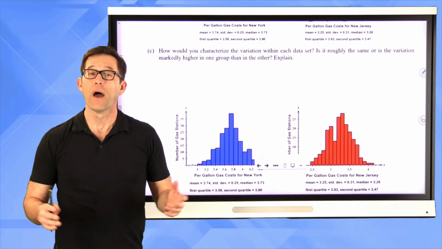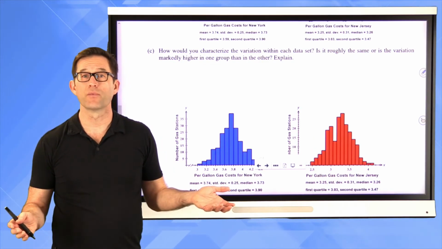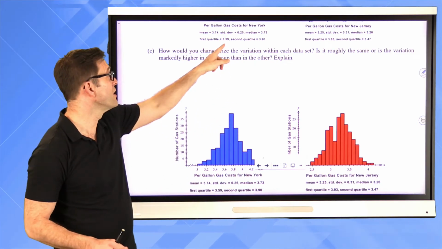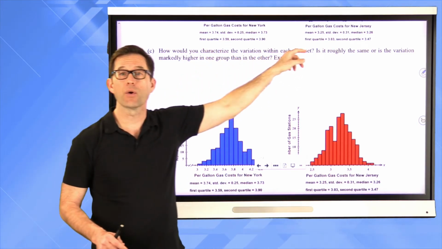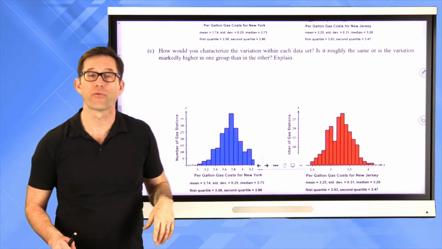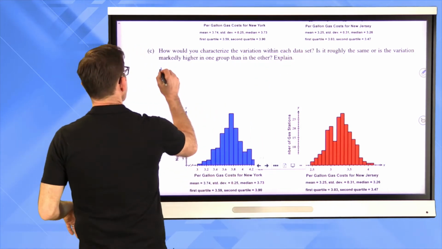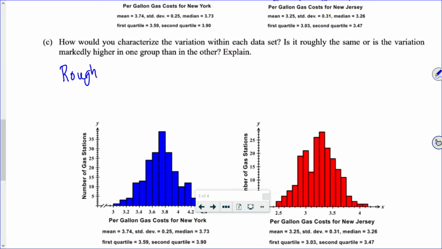All right, and I would say that they're roughly the same, right? Here we've got a standard deviation that's 0.25. Here we've got a standard deviation that's 0.31. So they're roughly the same. Roughly the same.